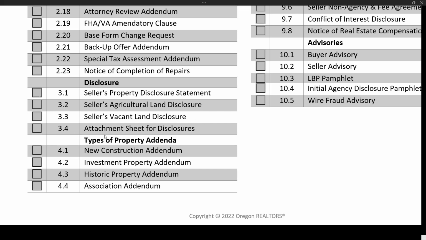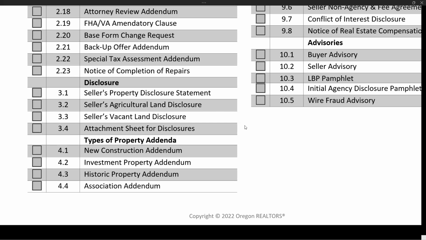Document 3.4 is the attachment sheet for disclosures. This is an additional attachment sheet that you can add if it's necessary. On all three of the disclosure forms, if you answer yes and there's an asterisk next to the yes or next to the question, you're supposed to attach either an explanation or the document itself. Was there a survey done within the last 3 years? If yes, you should attach the survey, or you should attach an explanation of where the survey is or how it happened. That is what the attachment sheet for disclosures is meant to be used for.